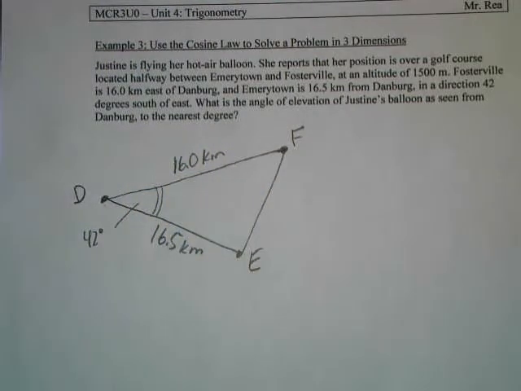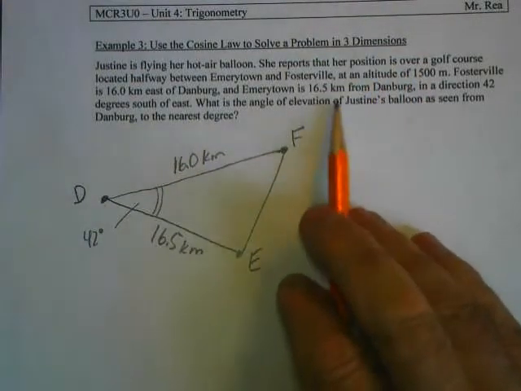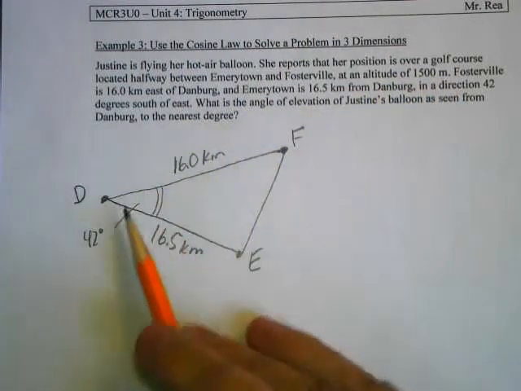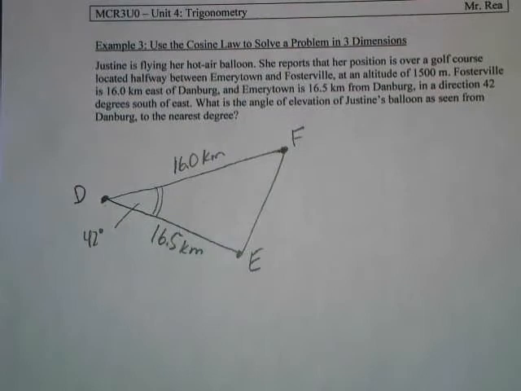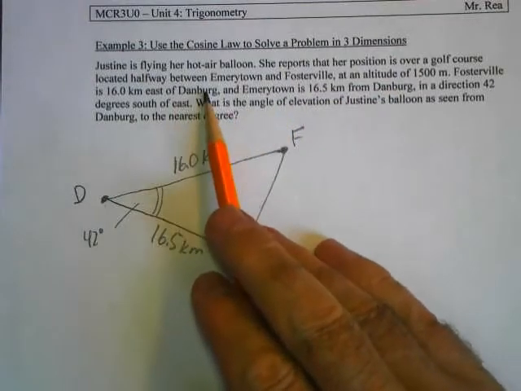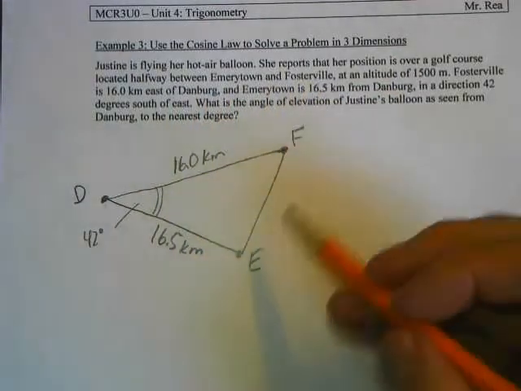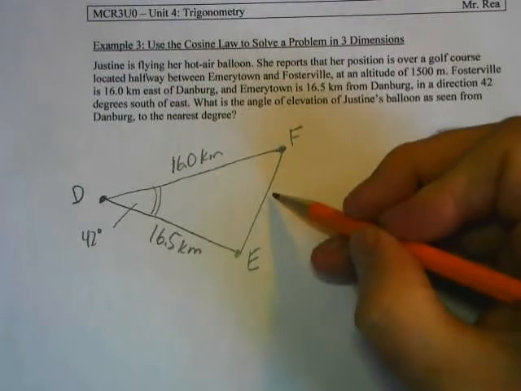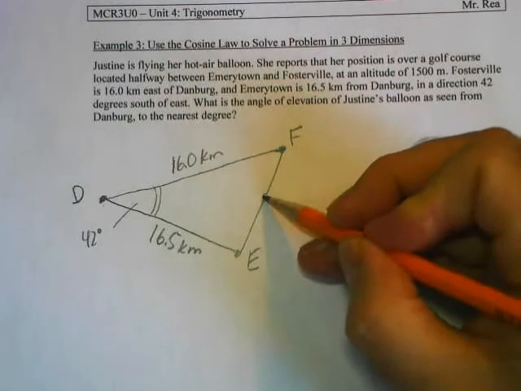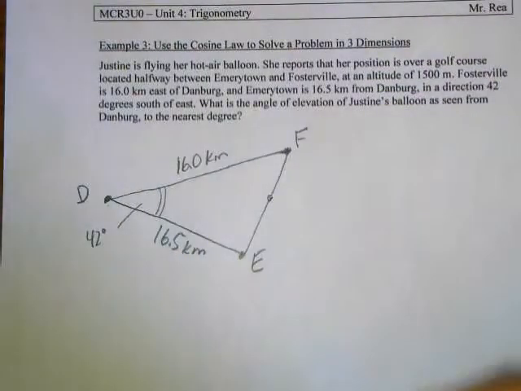Okay, so let's see what we've used and what we haven't. We basically put all the information on the ground. Now, Justine's in her hot air balloon. She reports that her position is over a golf course located halfway between Emerytown and Fosterville. So halfway between there and there, I'm going to put a point on the ground where she's going to be directly above in her hot air balloon.